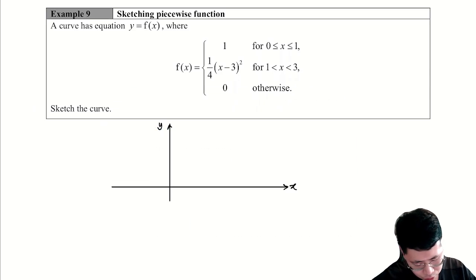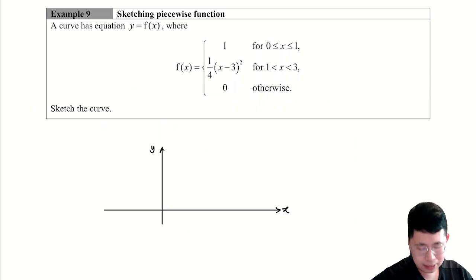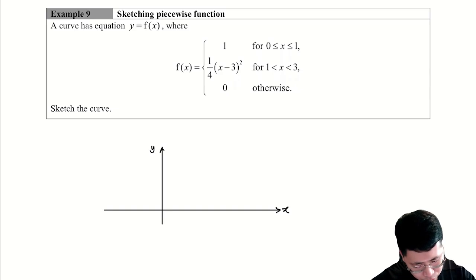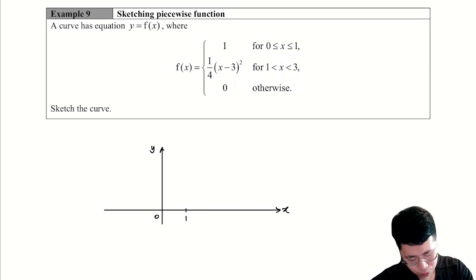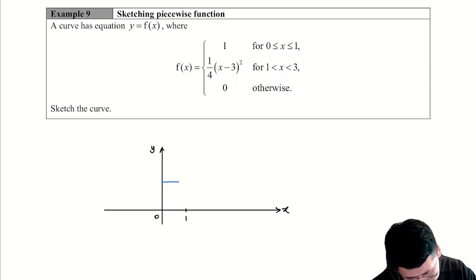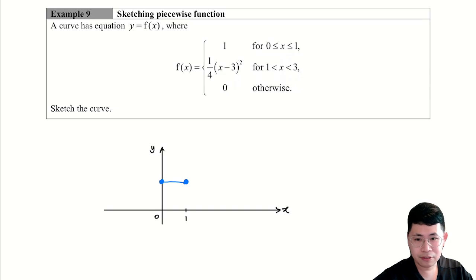First and foremost, for 0 to 1, between 0 and 1, the function will have a value of 1. So this is a constant function of 1. It will be over here like this. Constant function of 1. Now x can equal 0, x can equal 1, so I'm going to put a filled circle here and a filled circle here. So this is the first part, y equals 1.